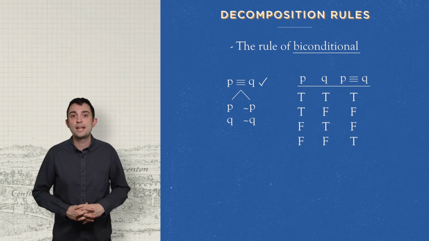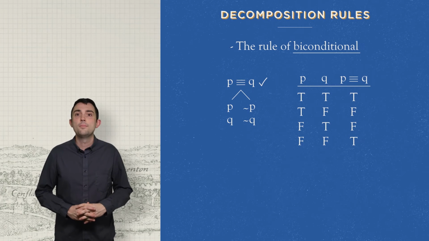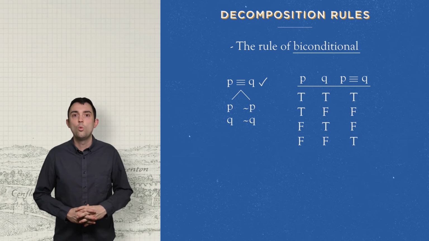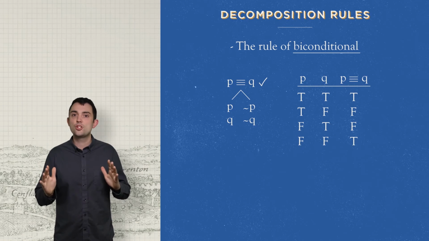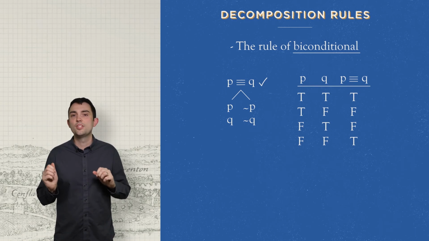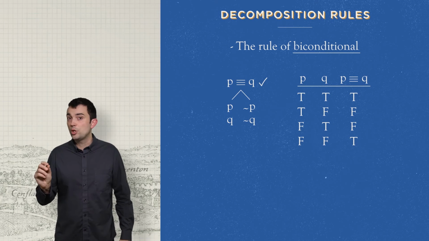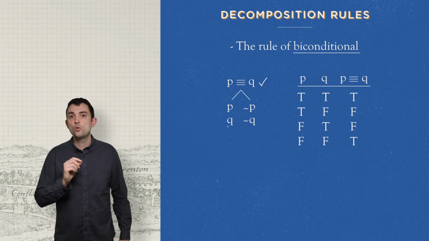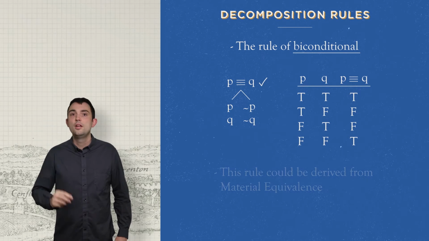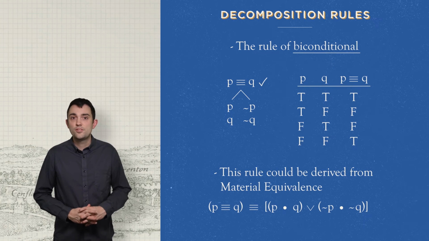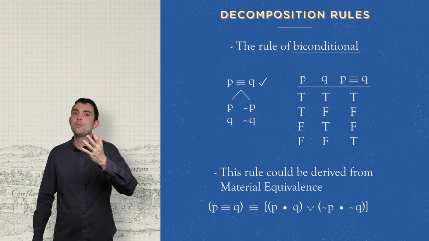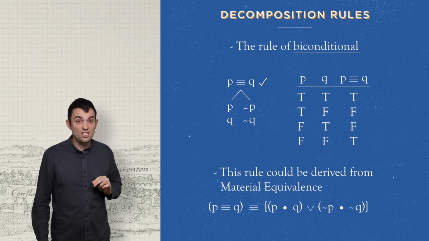You decompose the biconditional by branching and then putting the true component parts one above the other on one side, and then on the other branch, the negation of the two component parts, one above the other. So P if and only if Q branches out into P, Q, and not P, not Q. This rule could be derived from material equivalence, which says that P if and only if Q is equivalent to P and Q or not P and not Q. That will help you remember the decomposition rule for the biconditional.